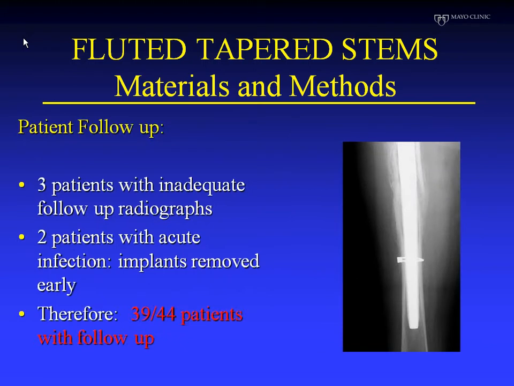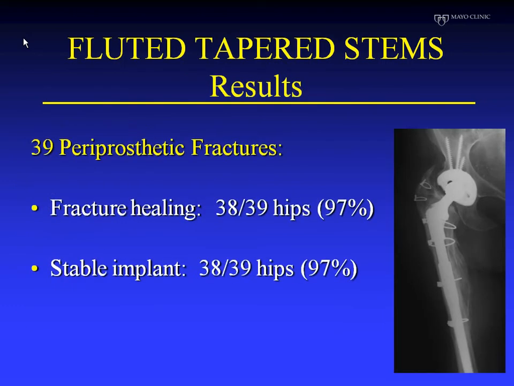Patient follow-up. 3 were lost because of inadequate radiographs. We're still tracking them down. And 2 patients had the implants removed early due to infection. Therefore, I'll report to you on the results in 39 patients. Of those 39 periprosthetic fractures, our fracture healing rate was 97%, so 38 of the 39 fractures healed. And we had a stable implant in 38 of the 39 hips, also for a 97% rate of implant stability.